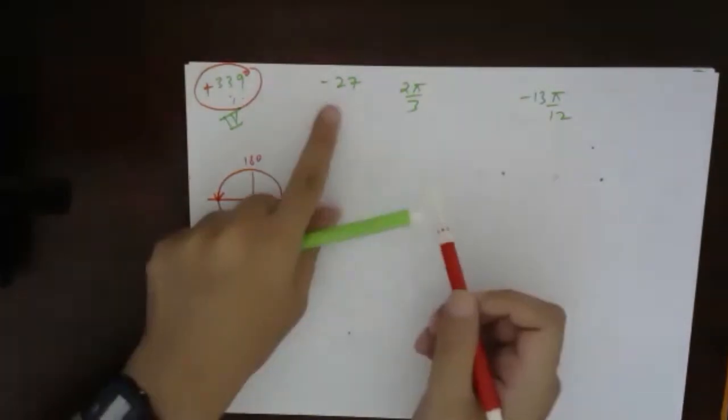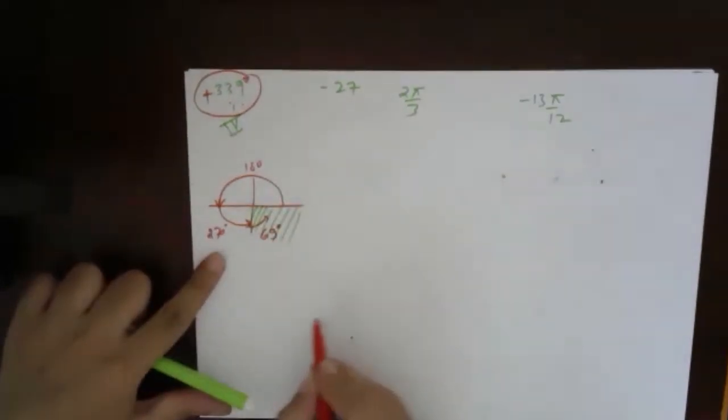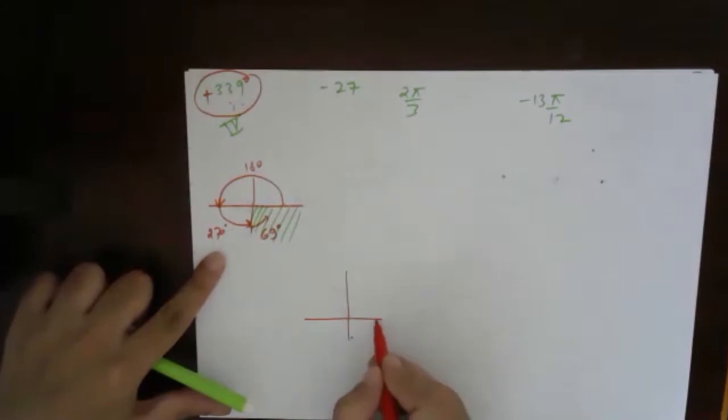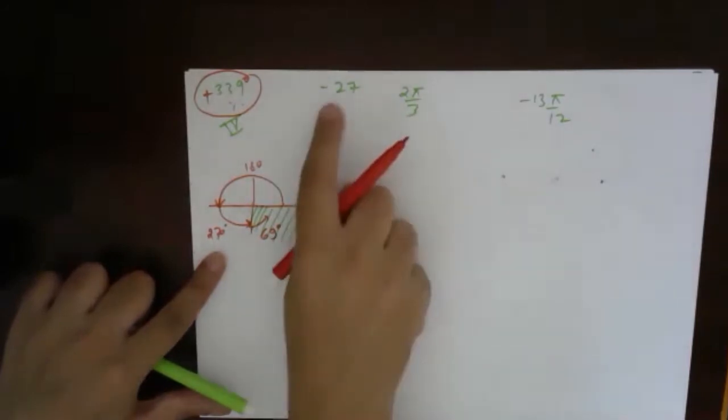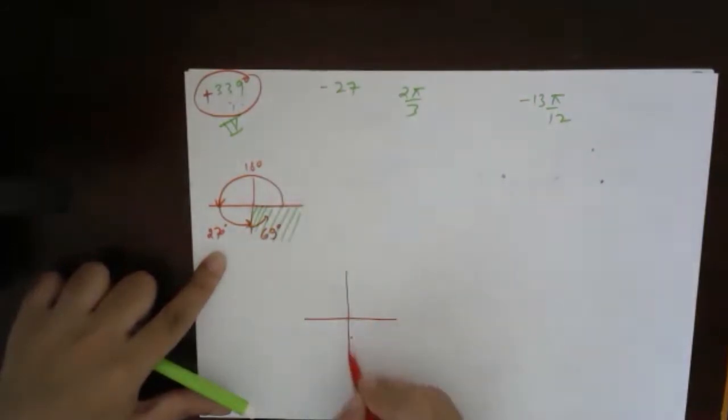Okay. Now let's see for minus 27. Minus 27 means again I make the x and y axis. Suppose I'm moving on a circle, minus means clockwise direction.